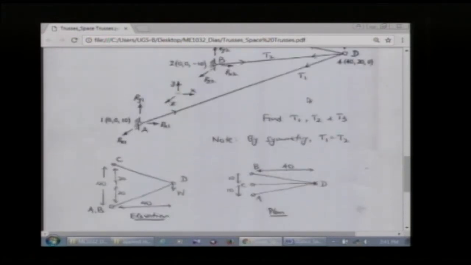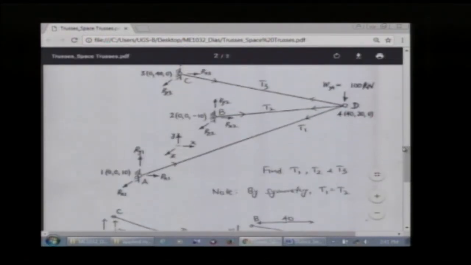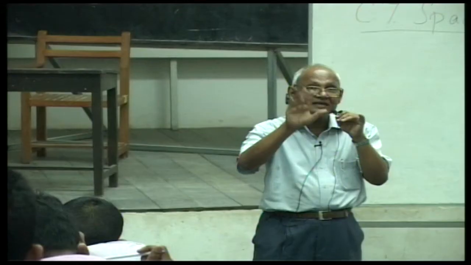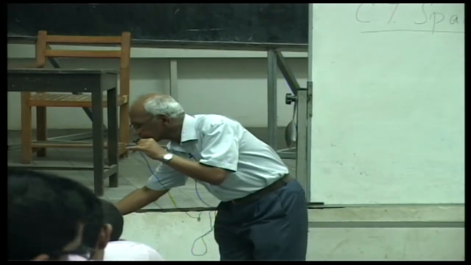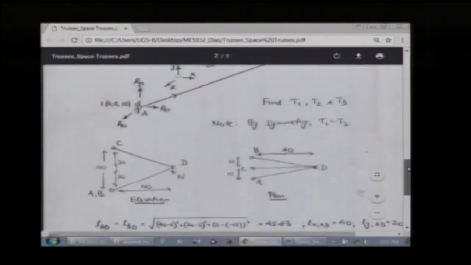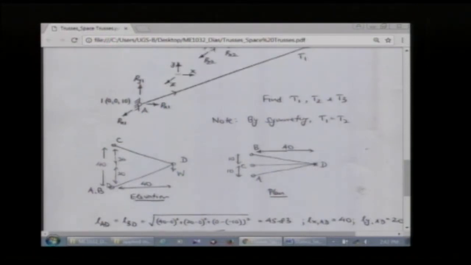I don't know whether you have done any of these things, but it is very important that you know this. If you have a three-dimensional structure, you need to be able to visualize it in what we call elevation and in plan. If you look at it from the side, what will you see? You will see that A and B are both in the same line of sight, C will be 40 units above, and this point D will be 40 units horizontally away from it. A and B are on the same line of sight.